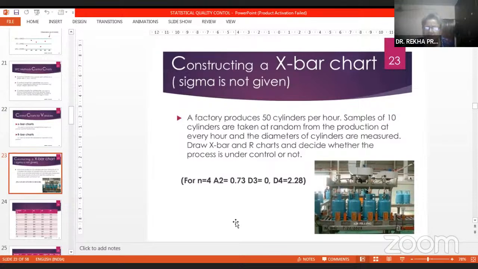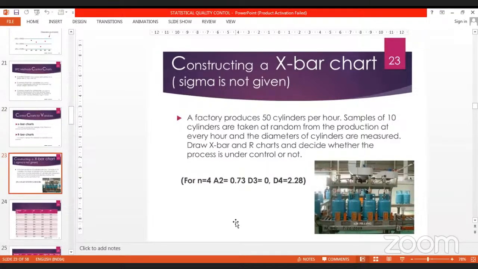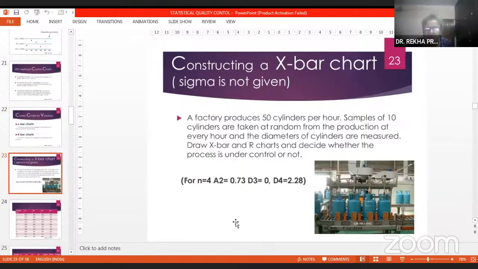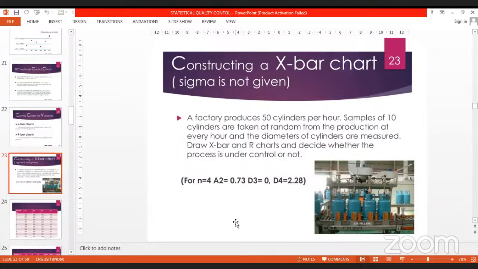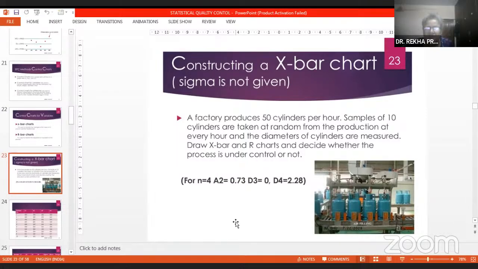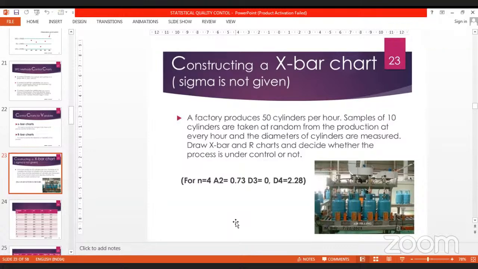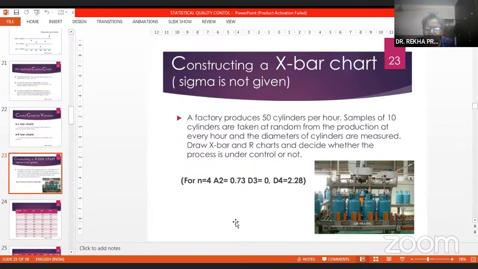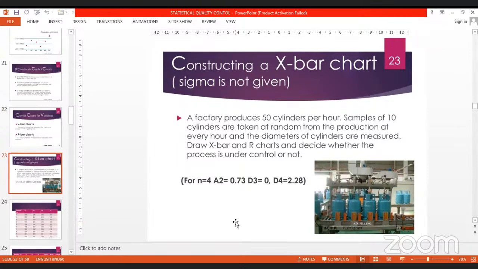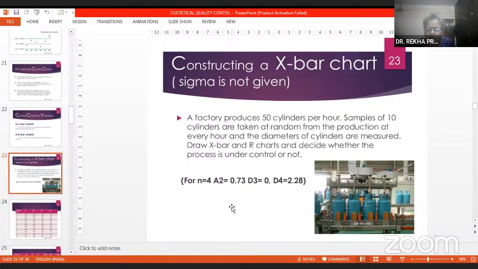This is an example. Read it. Constructing X-bar and R chart, sigma is not given. A factory produces cylinders, 50 cylinders per hour. A sample of 10 cylinders is taken every hour, and the diameter of the cylinders is measured. Draw the X-bar and R chart and decide whether the process is under control or not. This data is given to you.